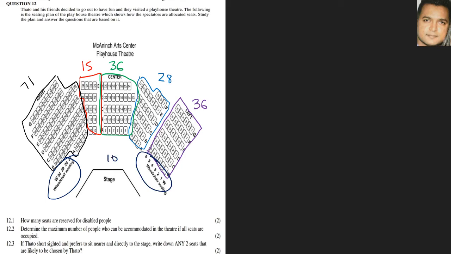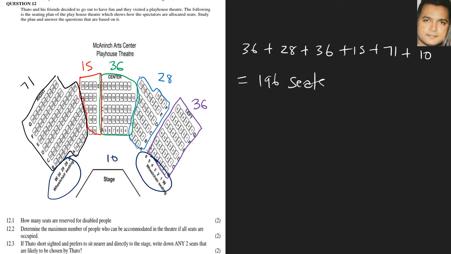So let's add this up. We have 36 plus 28 plus another 36 plus 15 plus 71 and plus 10, and that would give us 196 seats.